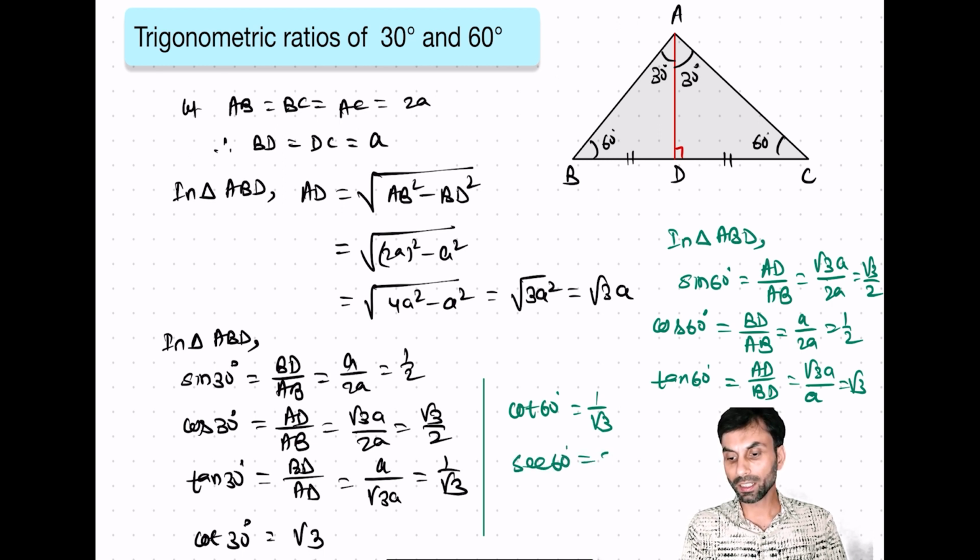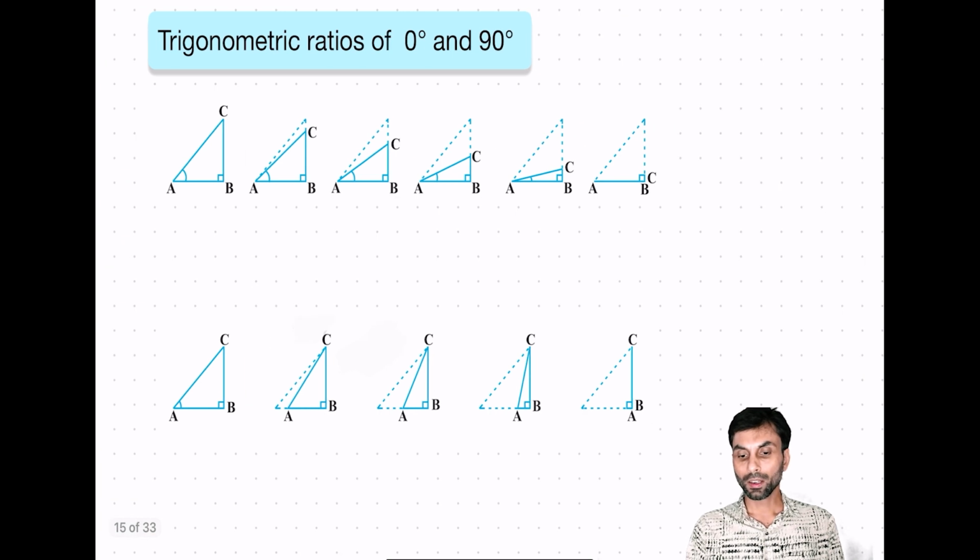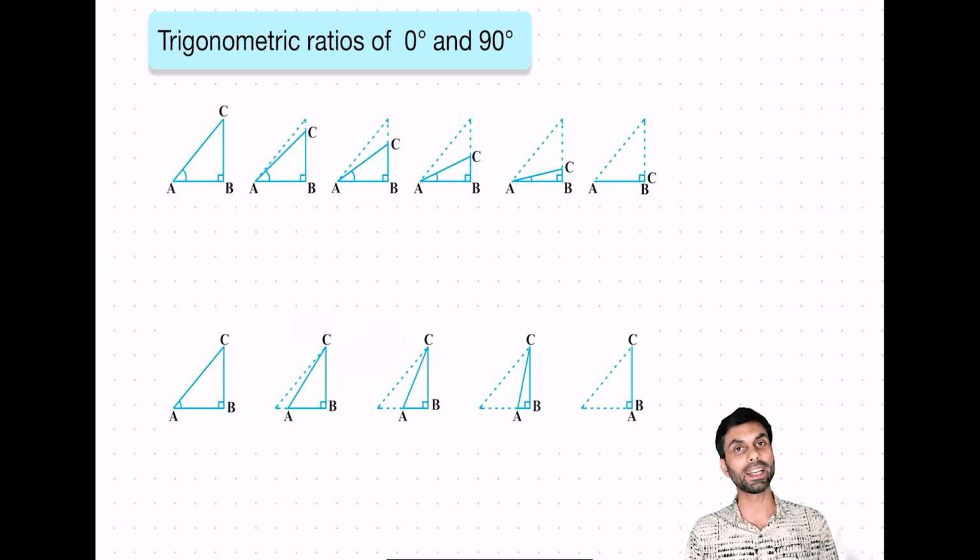Sec 60 degree will be equal to 2, and cosec 60 degree will be equal to 2 upon root 3. So this is how we are going to find out the values of 30 degree and 60 degree for the respective trigonometric ratios.